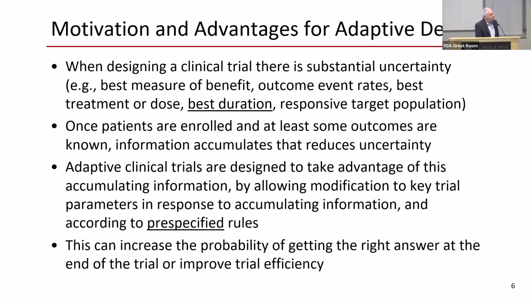But once patients are enrolled in a clinical trial, data start to accumulate that reduce that uncertainty that existed at the time of the design of the trial. An adaptive trial is designed to take advantage of that stream of initially sparse but increasing information in order to make changes according to pre-specified rules and to mitigate some of the risks that were associated with the initial uncertainty.